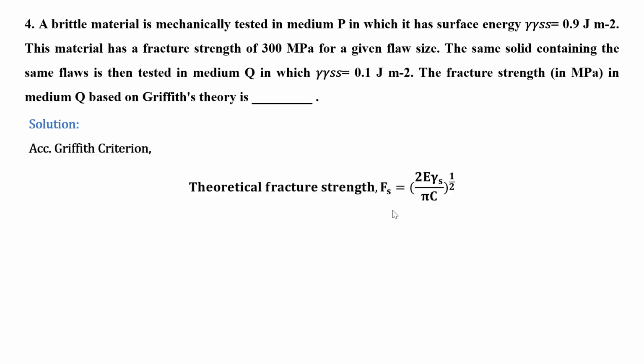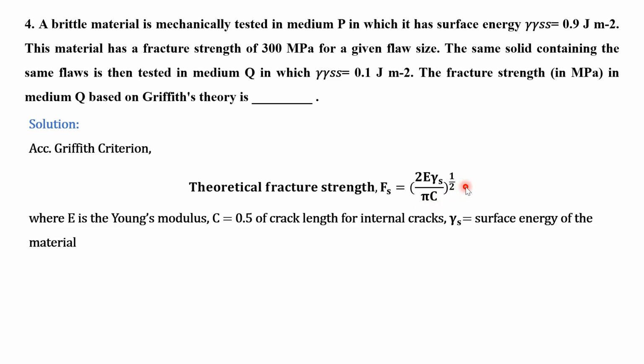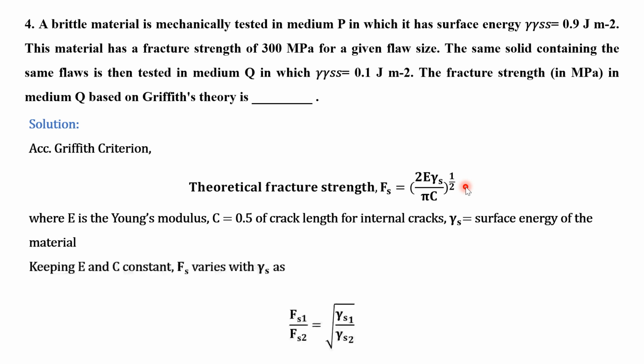Okay. So basically, according to Griffith criterion, the theoretical fracture strength Fs is given as (2E gamma S by pi C) the whole power 1 by 2, where E is the Young's modulus, C is 0.5 of crack length for internal crack, and gamma S is the surface energy of the material. So keeping E and C constant, we can say that Fs varies with gamma S, that Fs1 by Fs2 is equal to root of gamma S1 by gamma S2.